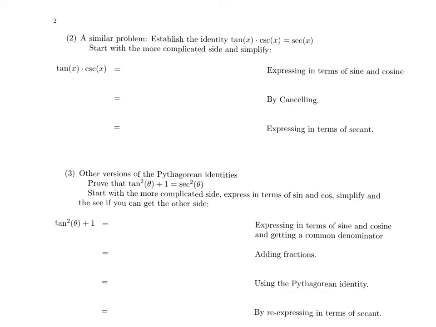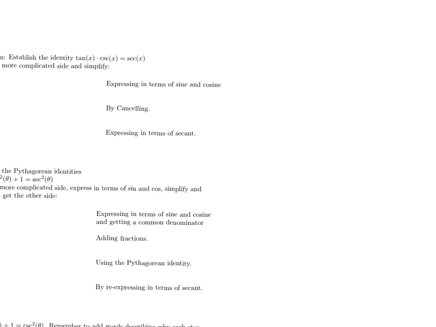Let's do a similar one. Let's prove the following identity: tangent of x times the cosecant of x is equal to the secant of x. And maybe again, we'll go off to the side and we'll see how the proof will go, and then we'll put pencil to paper on the other side and actually write it down. So let's try to write down tangent of x times cosecant x and see what we get.